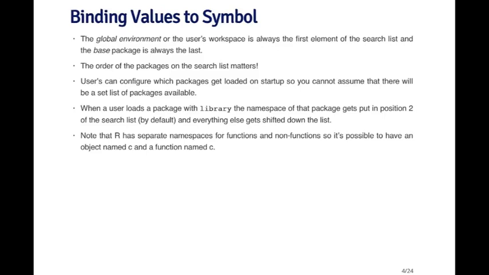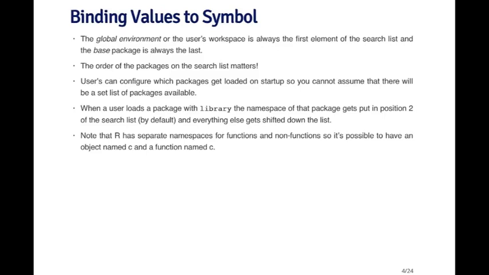And so when a user loads a package with the library function, the namespace of that package, which is the environment that has all the symbols and all the values for those symbols, gets put in the second position of the search list, right behind the global environment, and everything else just gets pushed down one level. Then the search will go down and include that new package, in addition to all the other packages that were originally on the search list.